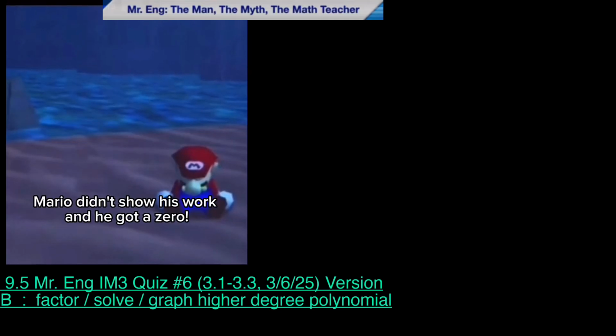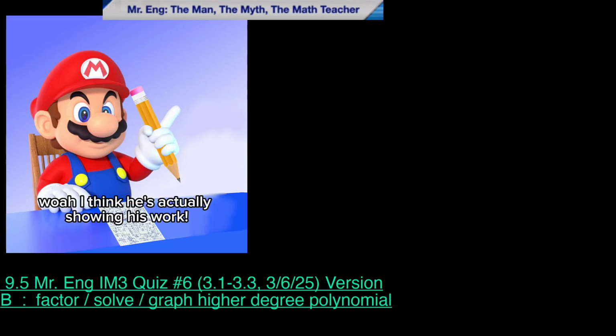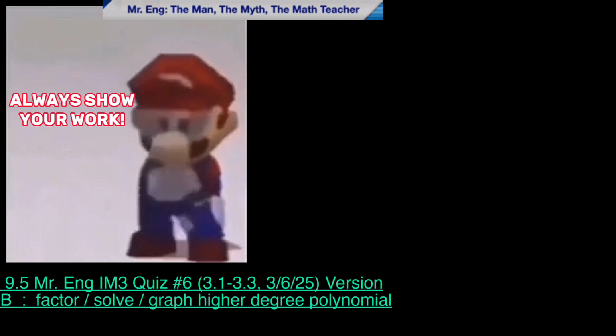Mario didn't show his work and he got a 0. Oh no, Mario. You must show your work. It's important for you and for Mr. Eng to see. No, I think he's actually showing his work. Yay, good job, Mario. And remember to always show your work.